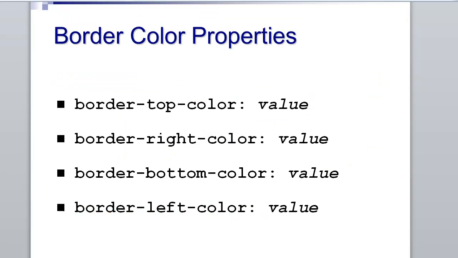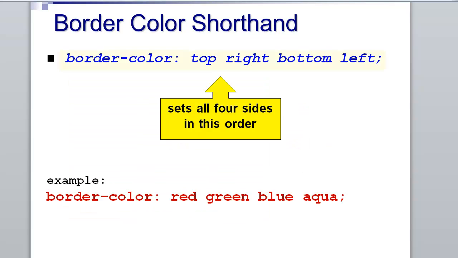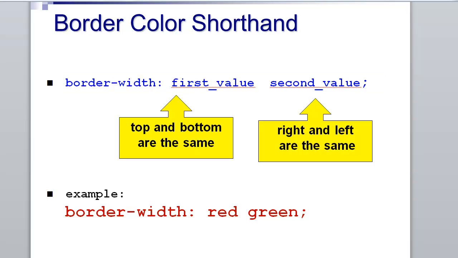The border color properties. We can set the color of the border. We can set it for the individual four sides. We also have the shorthand for the border-color property. And here again it sets all four sides at different color values in this clockwise order. We also have the two-value shorthand, where we can set the top and bottom and the right and left.